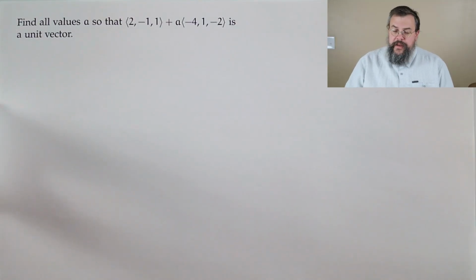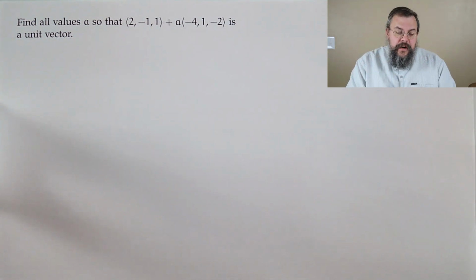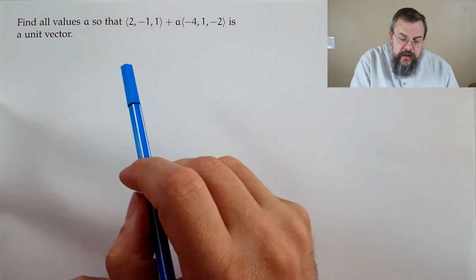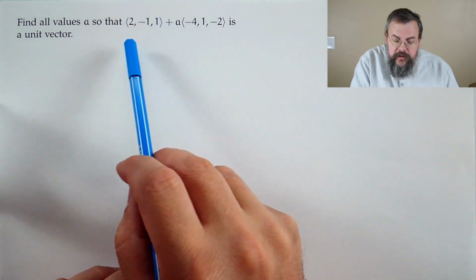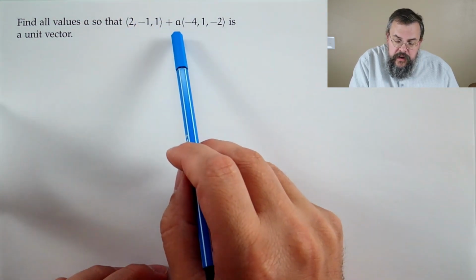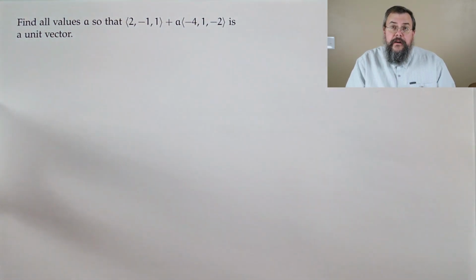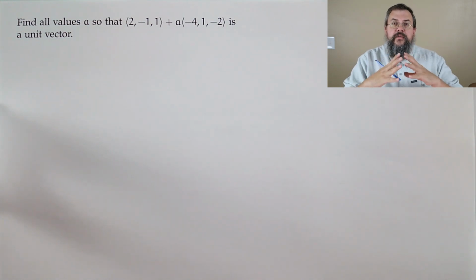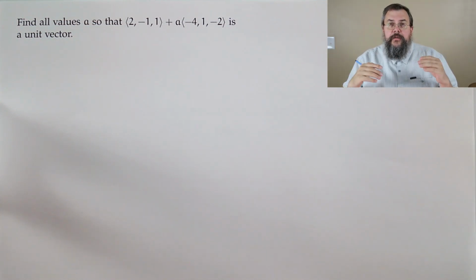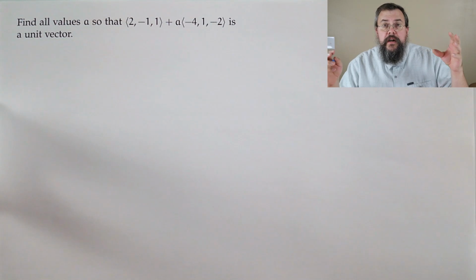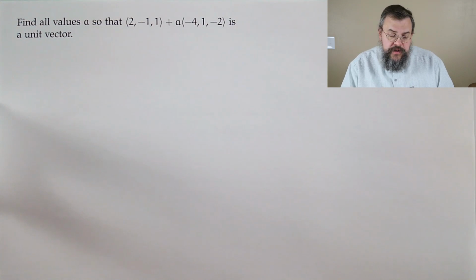Our first problem. Find all, oh, maybe there's many. Find all values a so that, well, there's this vector, and we know it's a vector because of these angled brackets, ⟨2, -1, 1⟩, plus some multiple of some other vector is a unit vector. Okay, so in other words, we really have this family of possible vectors. There's a whole range of vectors it could be, and we're trying to say, are any of them unit vectors? Can we figure it out?